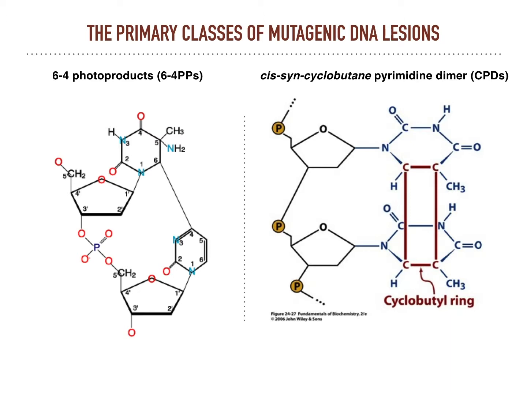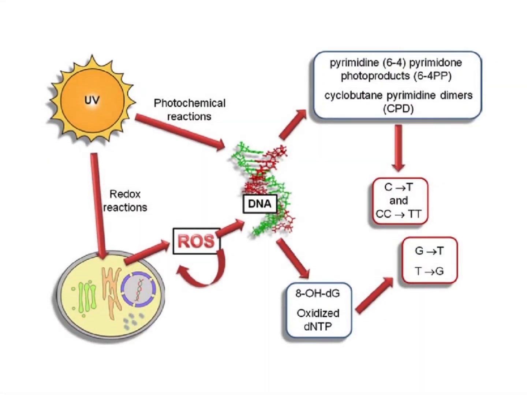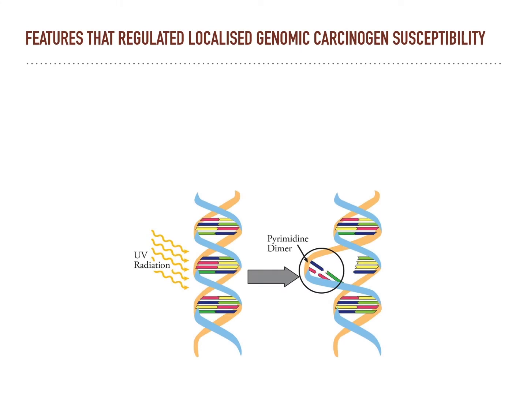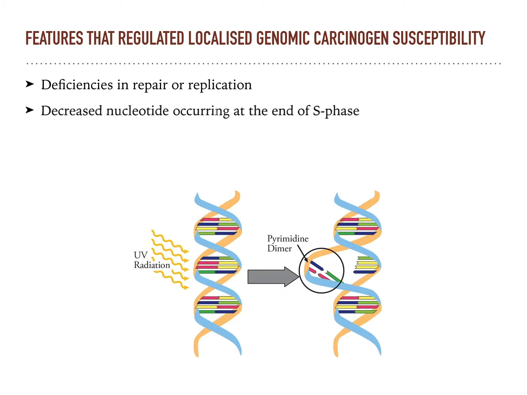In the case of melanoma, the UV-induced mutations are not evenly distributed across the genome, which indicates that the genomic and epigenomic features associated with these mutation sites are likely to regulate mutagenesis processes. Therefore, features regulating localized genomic carcinogen susceptibility play a significant role in the development of a tumor by determining the probability of mutations. These features include deficiency in repair or replication, decreased nucleotide pools occurring at the end of S phase, and transcriptional activities such as transcription-coupled repair.